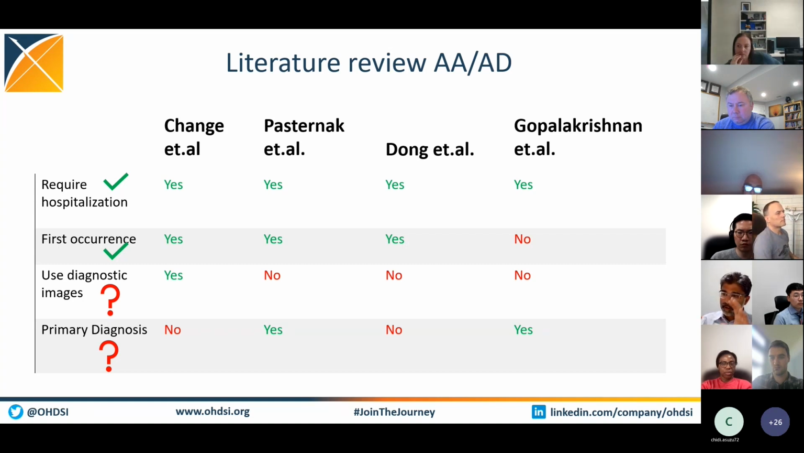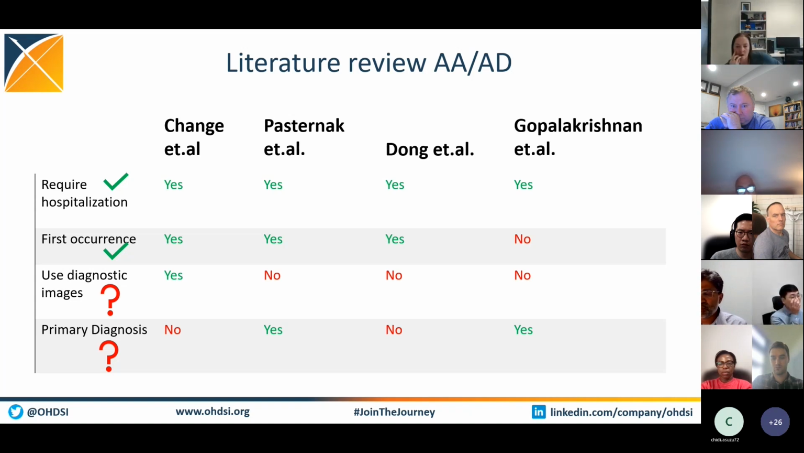So if you look at the commonality, and if I were to simplify, I would say, since all the studies required hospitalization, maybe we should also require hospitalization. And that kind of makes sense because this is a life-threatening condition. And if it's a life-threatening condition, hospitalization makes sense. Maybe even ER visits make sense. So let's say hospitalization or ER visits. Now, the idea of first occurrence. Let's table that for now, and I'm going to go to the next one.